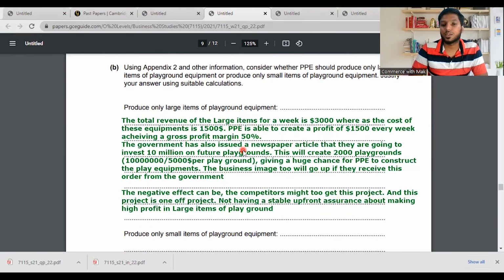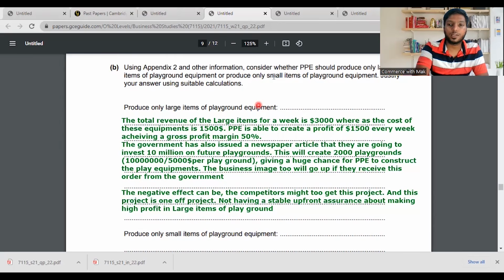The negative effect can be that the competitors might get this project. So if competitors get this project, they will lose the chance of hitting the market. And this project is a one-off project, not having a stable upfront assurance about making high profit in large items of playground. So you don't know if this project will come to your hand or not. There's a question mark on that.